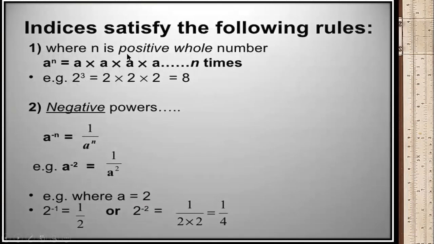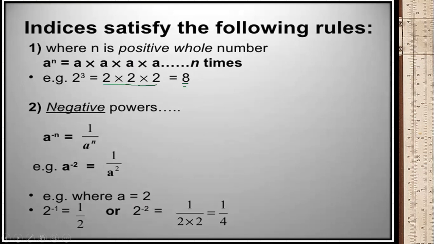If we look at the rules which indices must satisfy, some of the rules are here. Where n is a positive whole number, a power n means we multiply a n times. For example, if 2 is raised to the power of 3, this means that we multiply 2 three times, which will give 8 as the answer.